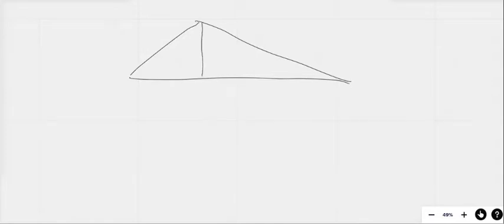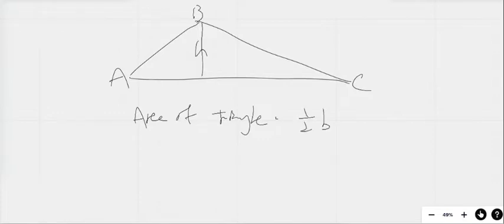Before we go into law of sines, let's look at a very simple problem. How do we get the area of a triangle? I draw a triangle, and here, let's mark this A, let's mark this B, let's mark this C, and let's mark this side H. We know that the area of a triangle is equal to 1/2 base times the height.